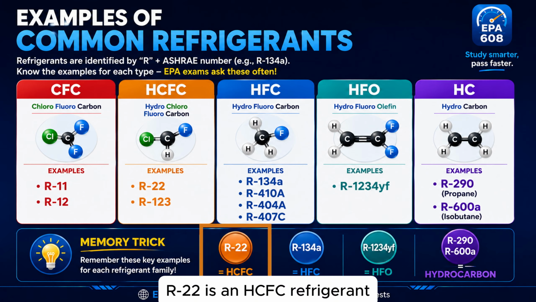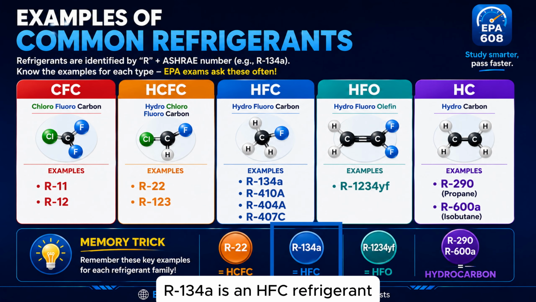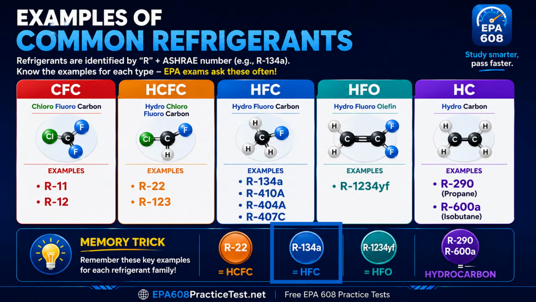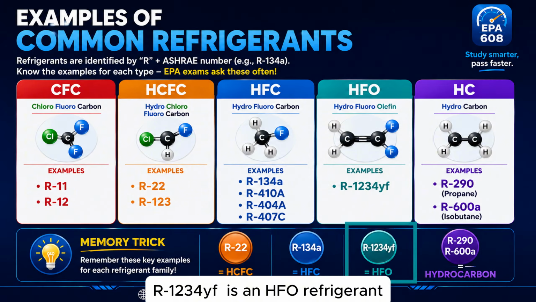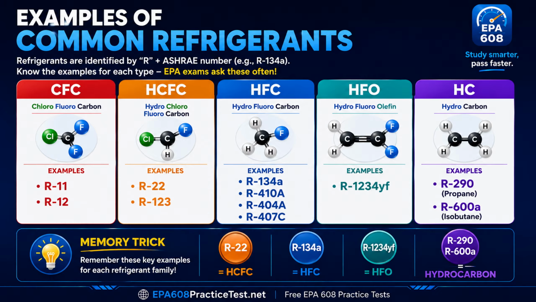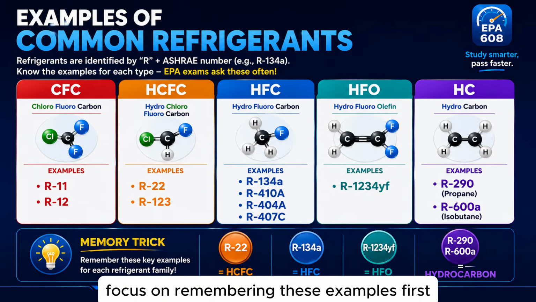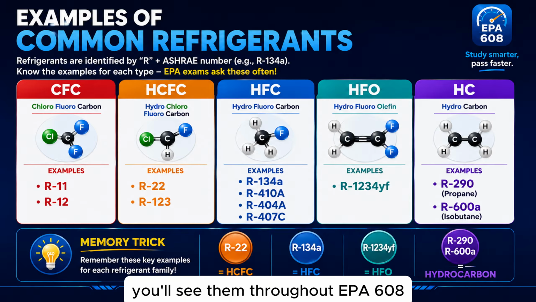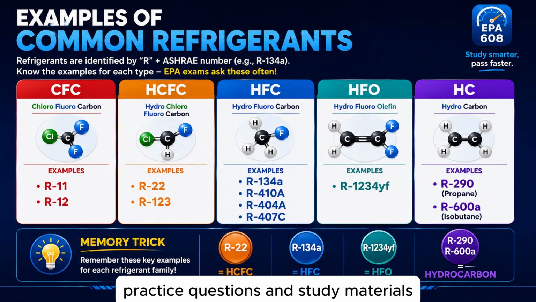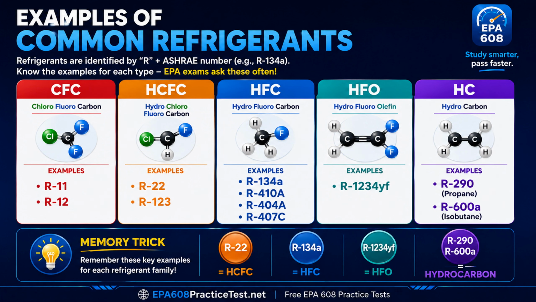R22 is an HCFC refrigerant. R134A is an HFC refrigerant. R1234YF is an HFO refrigerant, and R290 and R600A are HC refrigerants. If you're short on study time, focus on remembering these examples first. You'll see them throughout EPA 608 practice questions and study materials.